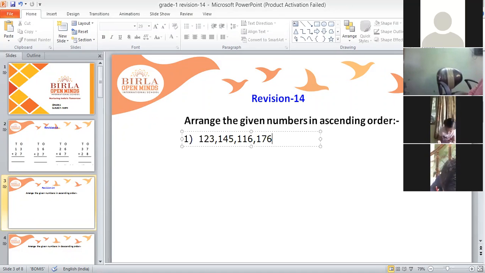Yes, children, note down your first question. This is: arrange the given numbers in ascending order. Numbers are 123, 145, 116 and 176.